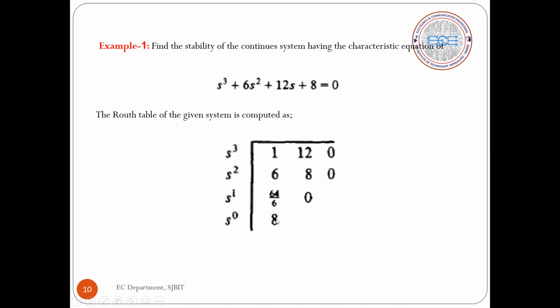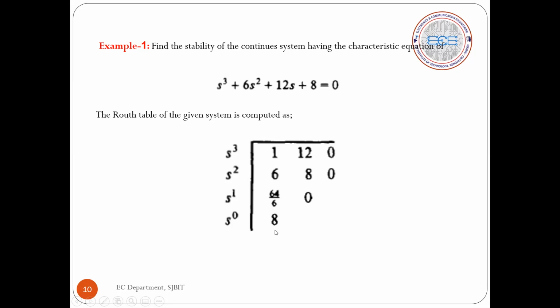Okay. Next, how to compute this s power 0 term? How did I get this 8? I have to take 64 by 6 into 8 minus 6 into 0, divided by 64 by 6. So that gives 8. Anyway, the other term will be 0. So how we got this 8, I have explained.